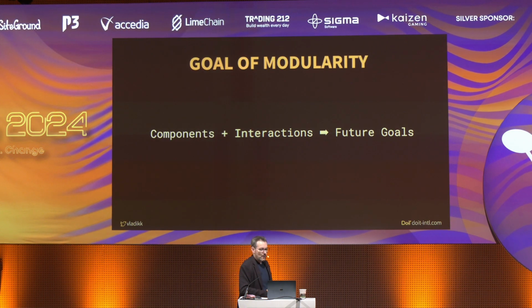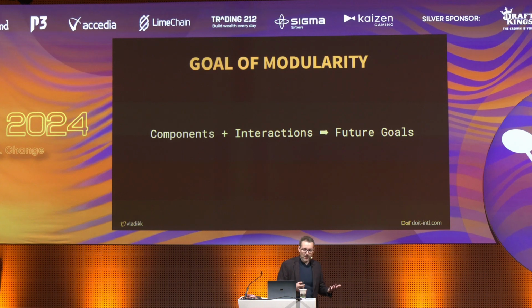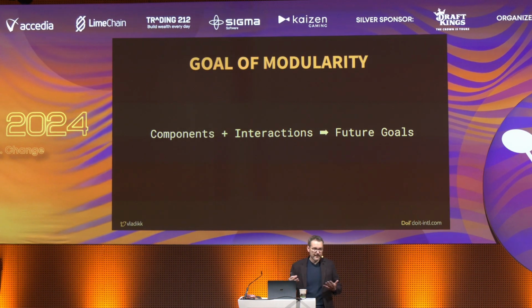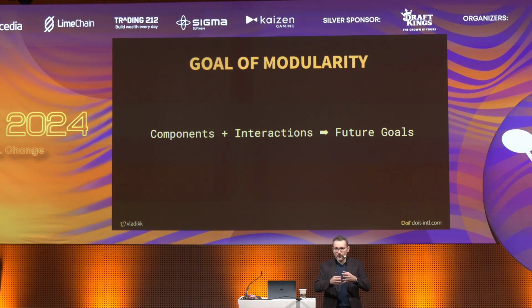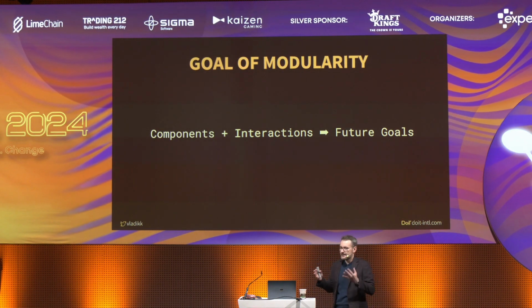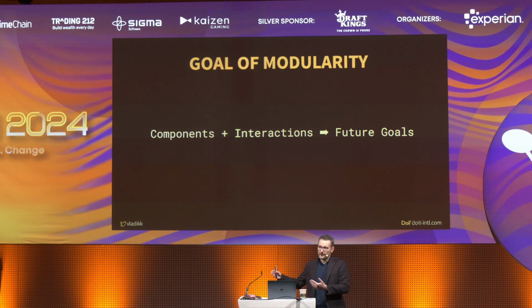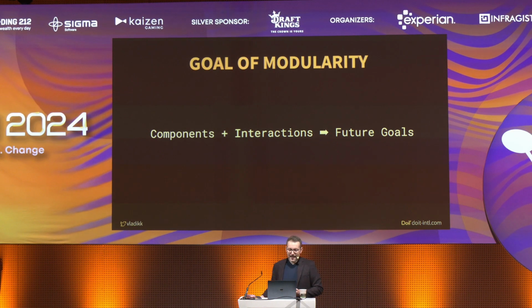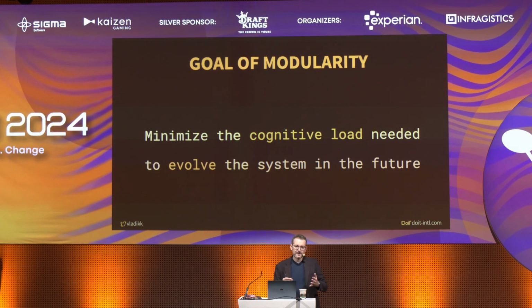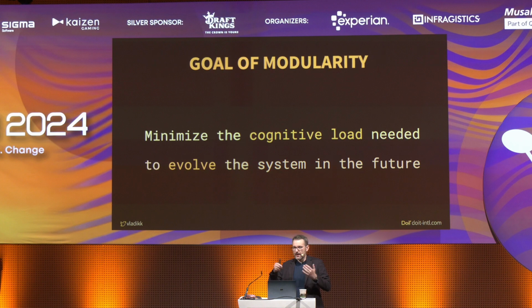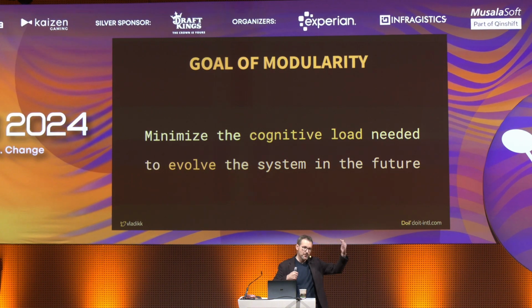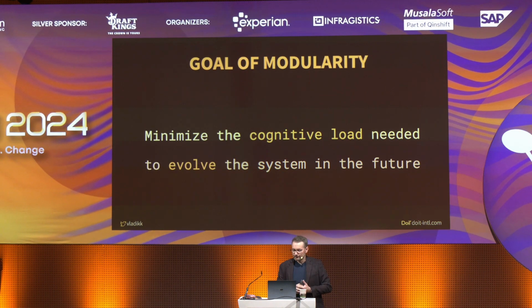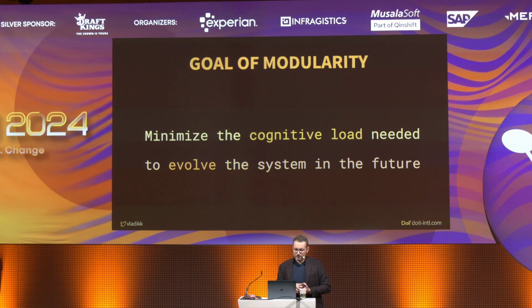So that's the goal of modularity. What we want to do is to design a system, by that I mean components, boundaries, and the way they interact with each other, in such a way that will support future goals, future changes that we want to make, and it will help us to manage the cognitive load so that we won't meet that threshold and that system won't become complex. How do we do it?